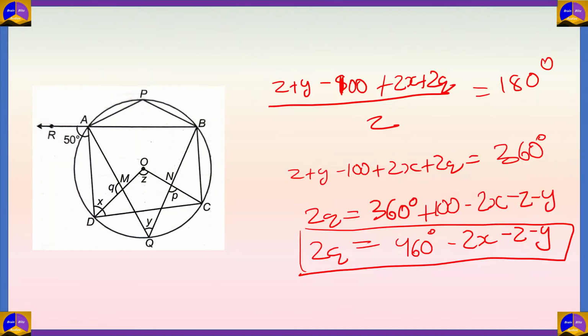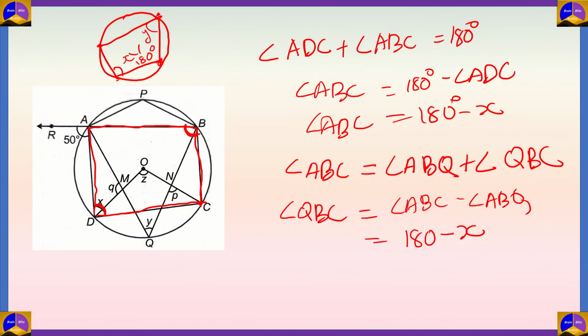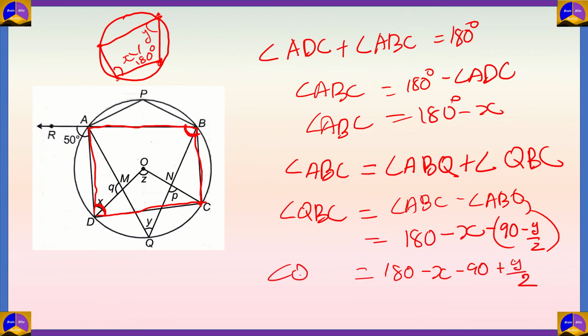So we can write QBC is equal to 180 minus X minus (90 minus Y by 2) inside brackets. If we take it out of the brackets, we get 180 minus X minus 90 plus Y by 2. Now 180 minus 90 is 90, minus X plus Y divided by 2. We get this as the value of QBC.